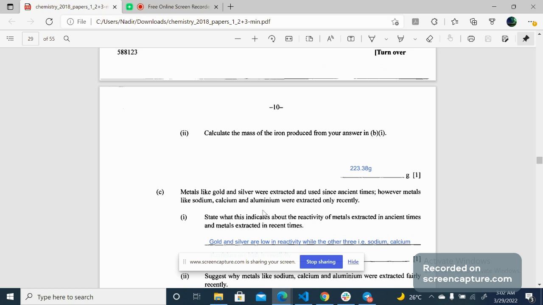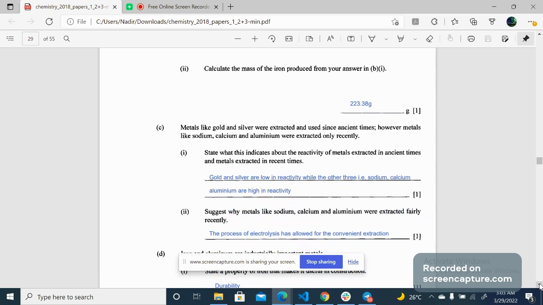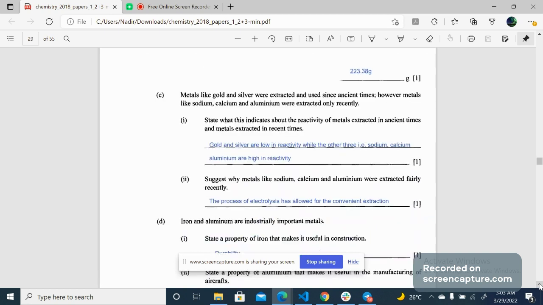They have written about the extraction of gold and silver that were extracted in the olden days, and metals like sodium, calcium, and aluminum were extracted only recently. This is the case, and the question is about the reactivity of metals extracted in ancient times and metals extracted in recent times. So the answer to this is gold and silver are low in reactivity.